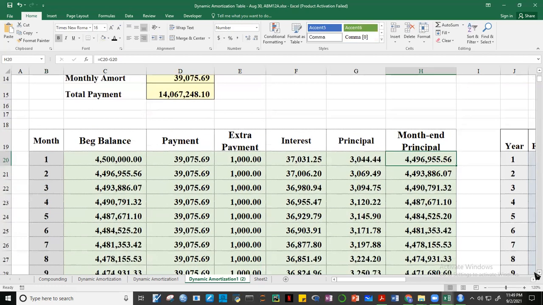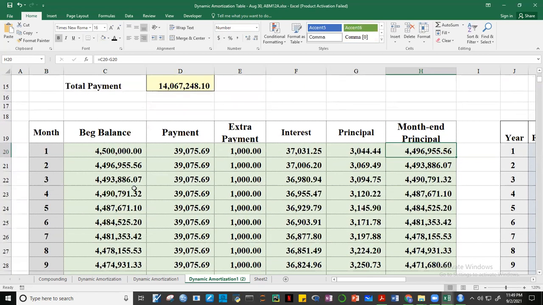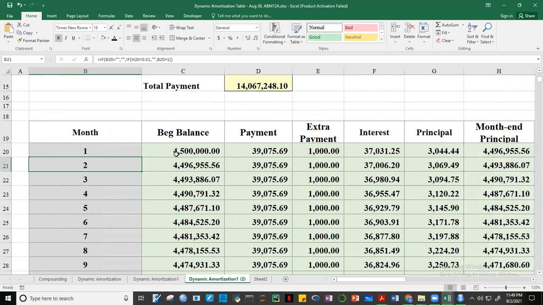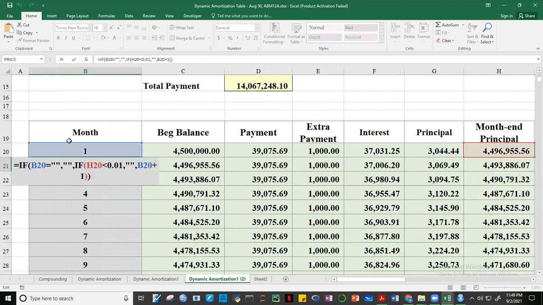Now for row 2, we already did this before. Let me just quickly review it. For month 2, our formula was: if the previous month is nothing, give us nothing. And then if the preceding principal balance is less than 0.01, then don't add any more to the month. Otherwise, we add 1 to the previous month.